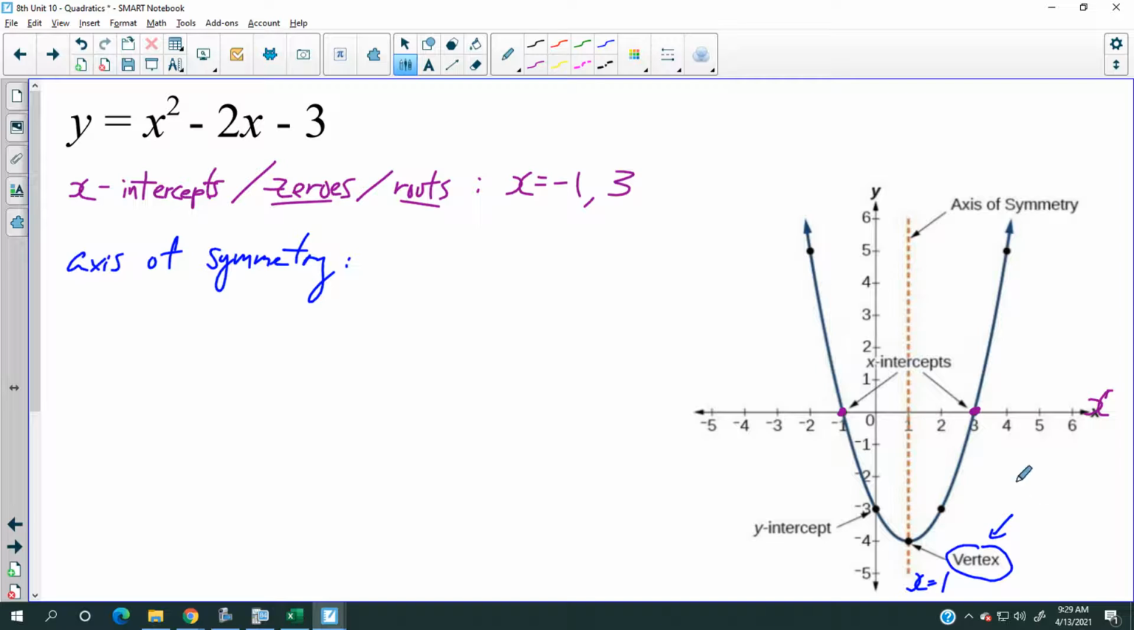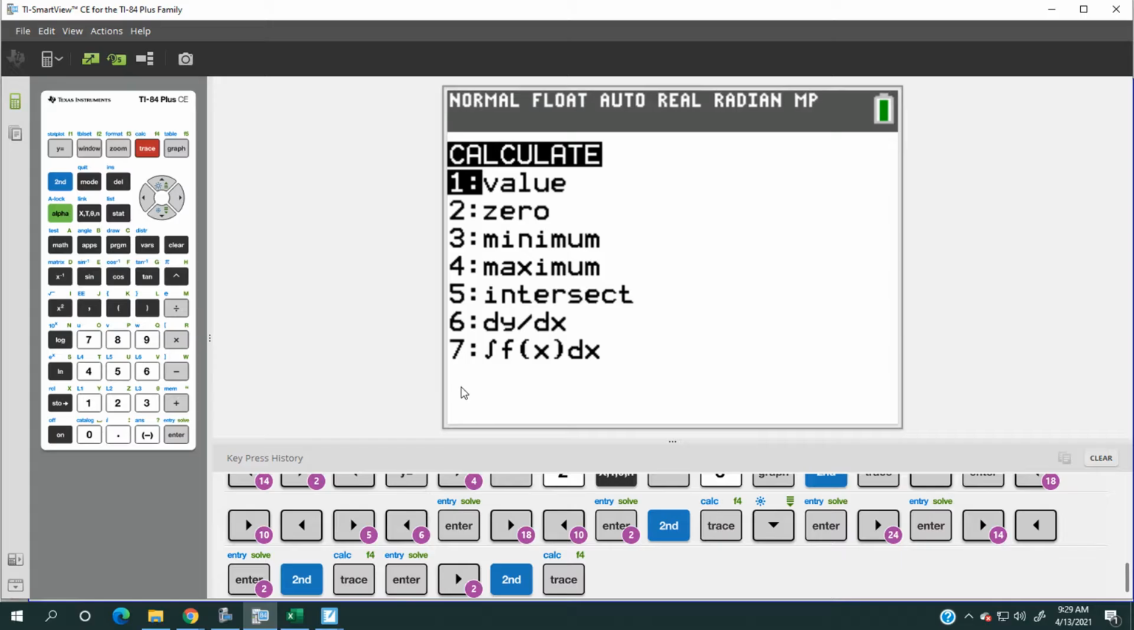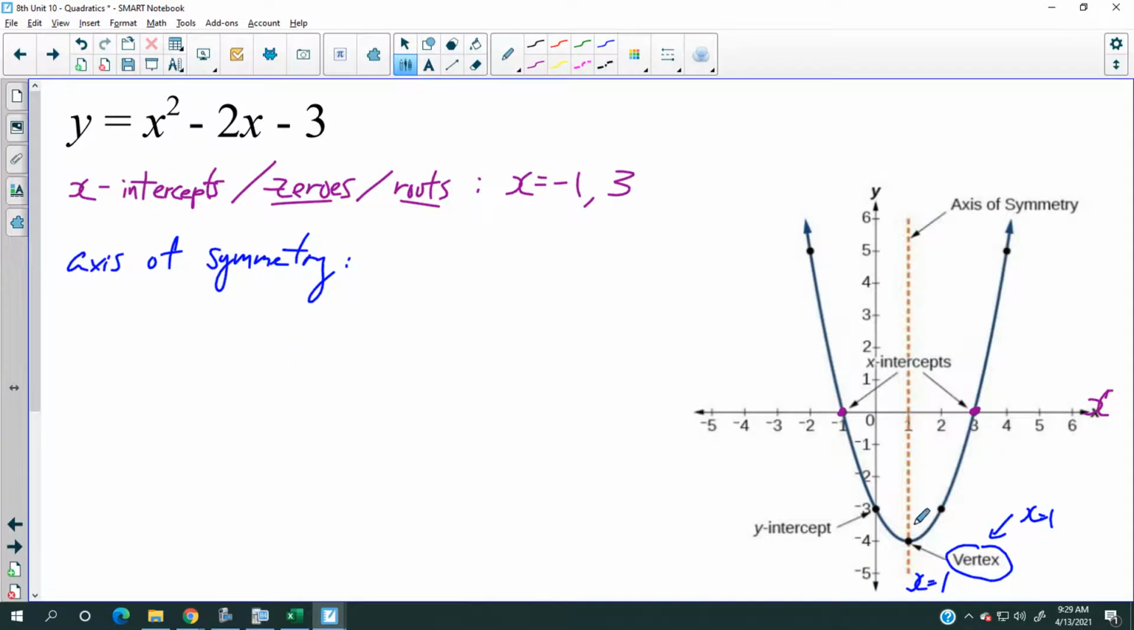Now, the vertex is where x equals 1. We know that, but how do you do that on a graphing calculator in relationship to the axis of symmetry? So watch this. Now, look at this graph. Look at the vertex. Is that a minimum or maximum? Right now in 8th grade, it can only be one or the other. It's either gonna be a maximum or a minimum. So is it a maxima or minima here, the vertex? Yeah, that's a minima.